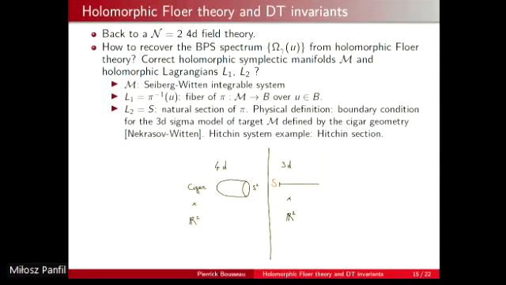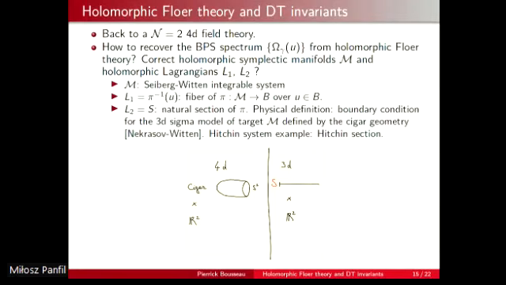So to do that, I need to tell you one particular hyperkähler manifold M, and I need to tell you two particular holomorphic Lagrangians, N1 and N2, to run the holomorphic Floer story. So at this point, it's maybe not so surprising. I actually use the same letter for both. Then the hyperkähler manifold M should be the Seiberg-Witten integrable system attached to the 4D theory.